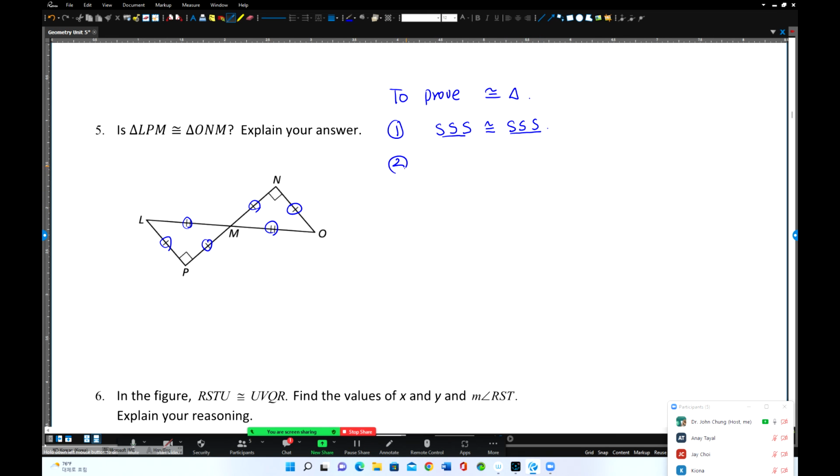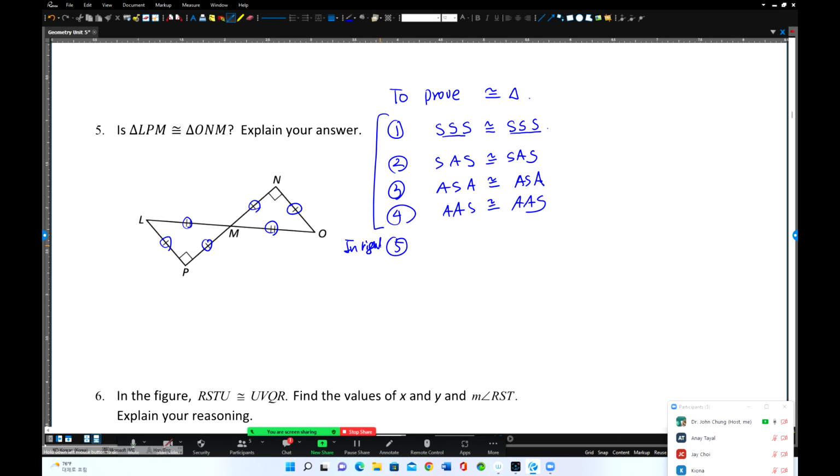Okay. Second one is what? Side angle side. To prove congruent, you have to memorize, okay? The next one is what? Angle, side, angle. The last one is what? Angle, angle, side, okay? Only 4 over here, okay? Another one is what? In a right triangle, if there is a right triangle, you can say hypotenuse leg.